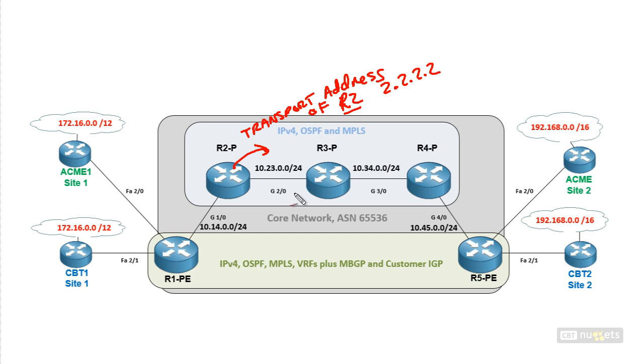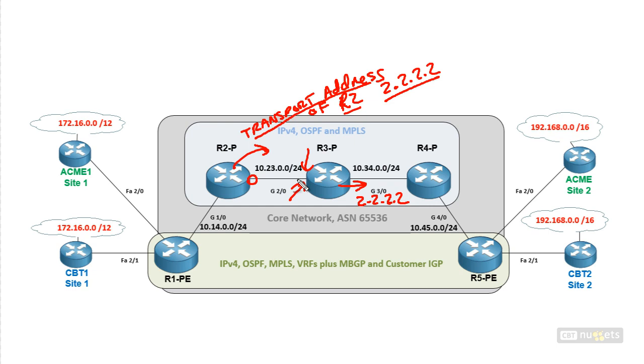However, if R3 heard these hellos on interface gig 2.0, and for whatever reason thought that this was the interface to use to get to 2.2.2.2, it's going to say, not going to do it. I'm seeing the hello messages on gig 2.0. They're sourced from 10.23.0.2, which is the interface of R2, but the transport address inside of that little hello message is showing a transport address of 2.2.2.2, and this interface right here is not the right interface personally that I would use to get to 2.2.2.2. I will not form an adjacency.